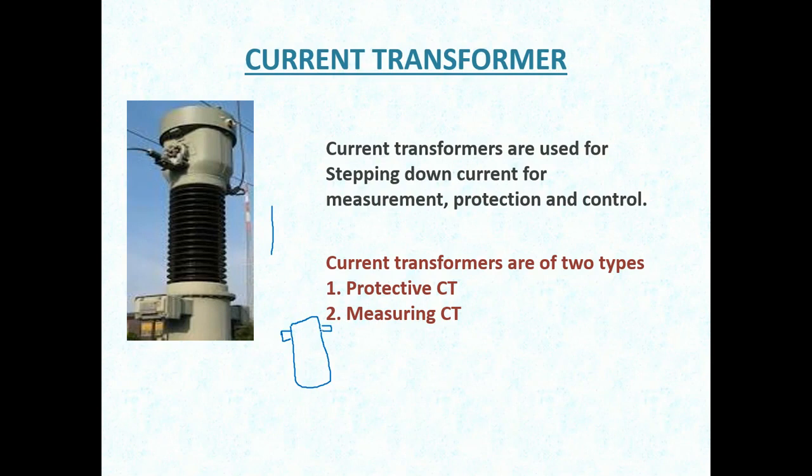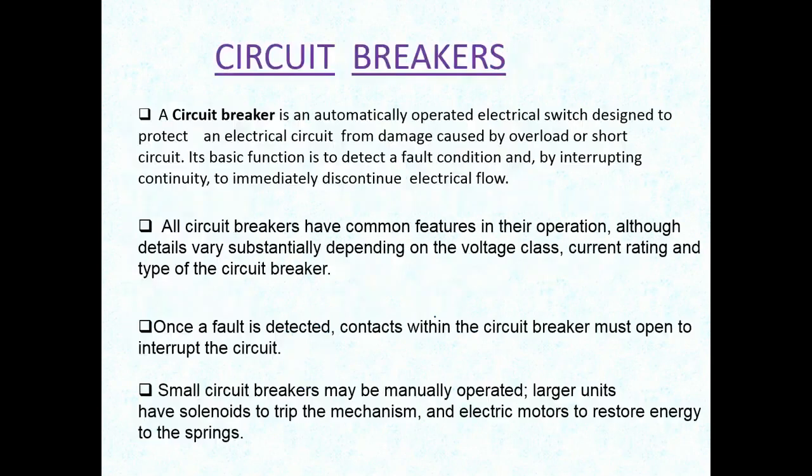Current transformers are of two types: protective CT and measuring CT. Protective CTs are used in relays, and measuring CTs are used in meters. For metering purposes we also use the potential transformer. For protection, what is the operation of the relay? You studied power system protection. The relay operates by using the CT, which senses the fault current and operates. So we use current transformers for measuring and protective purposes.